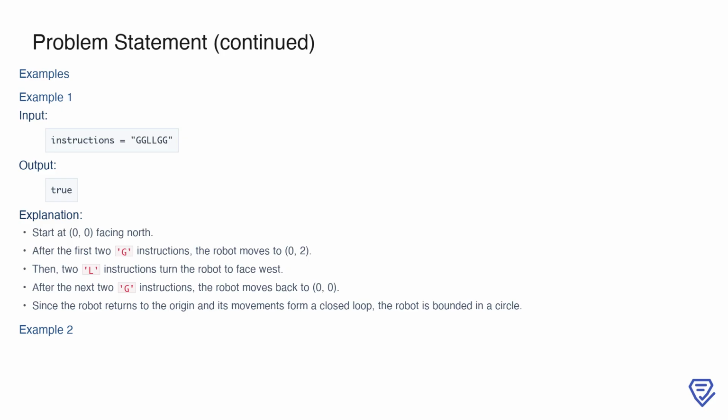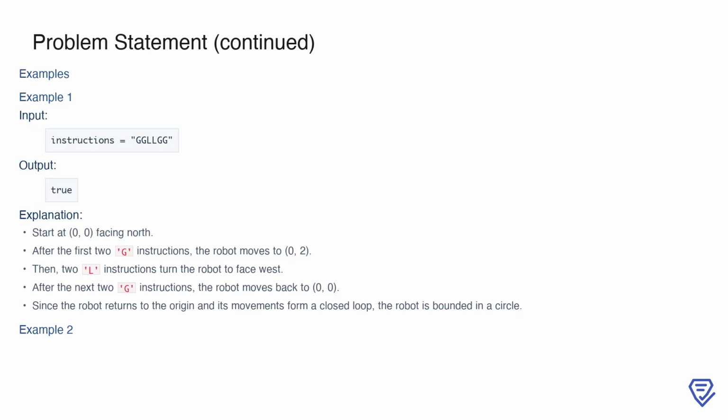Here, the input string is GGLLGG. Initially, the robot starts at the origin, facing north. The first two G instructions move the robot forward along the y-axis, taking it to the position 0, 2. Next, the two L instructions cause the robot to turn left twice. After the first turn, it is facing west, and after the second, it is facing south. The final two G instructions move the robot southward, bringing it back to the origin, 0, 0.